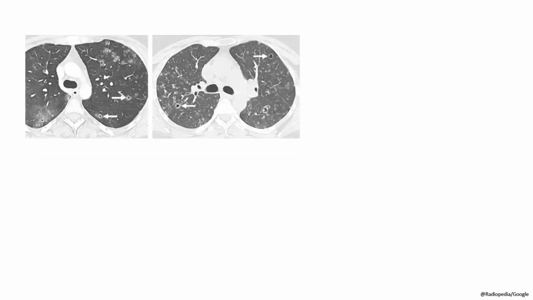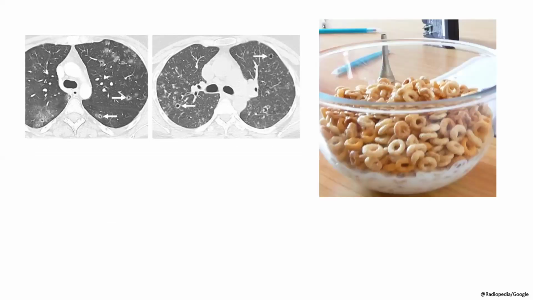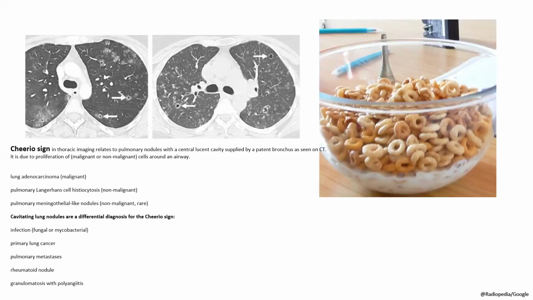What is this sign? You can see multiple cystic areas in the lung which are surrounded by ground glass opacities. This is the Cheerio sign. It's a thoracic imaging sign which relates to a pulmonary nodule with a central lucent cavity supplied by a patent bronchus, and it is due to proliferation of malignant or non-malignant cells around an airway. So it is seen in lung adenocarcinoma, pulmonary Langerhans histiocytosis, and mesothelial-like nodules, and it can also be seen in infections, pulmonary metastasis or rheumatoid nodule.